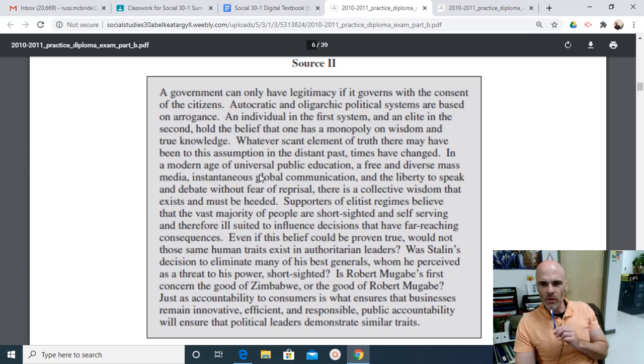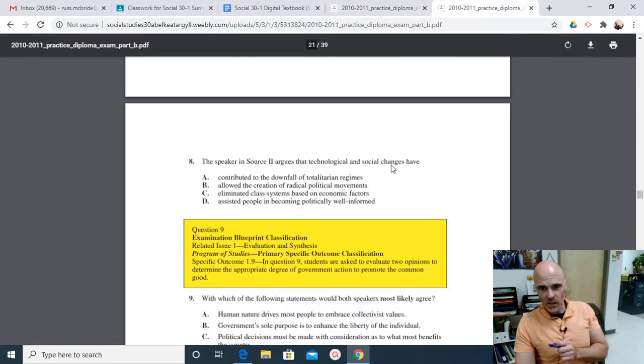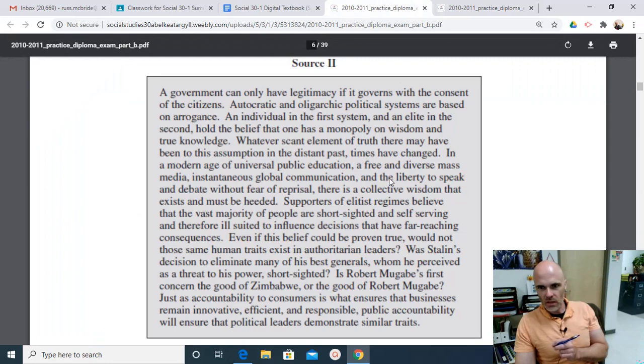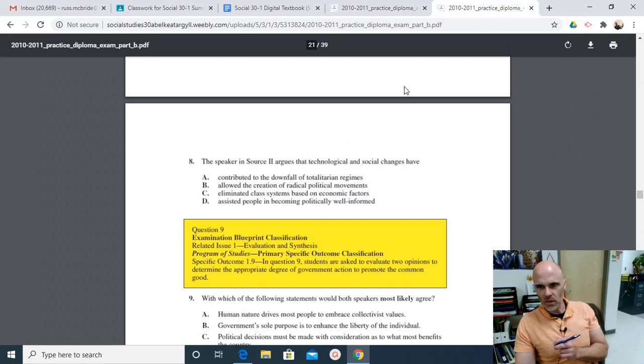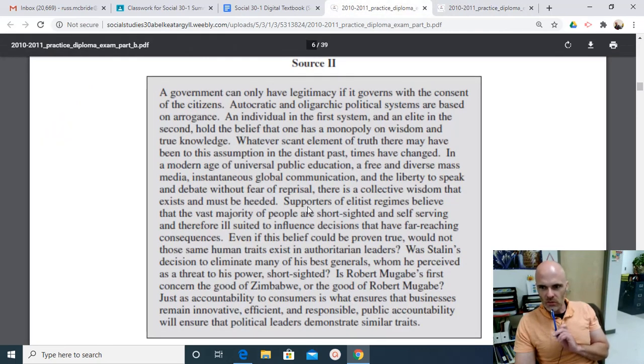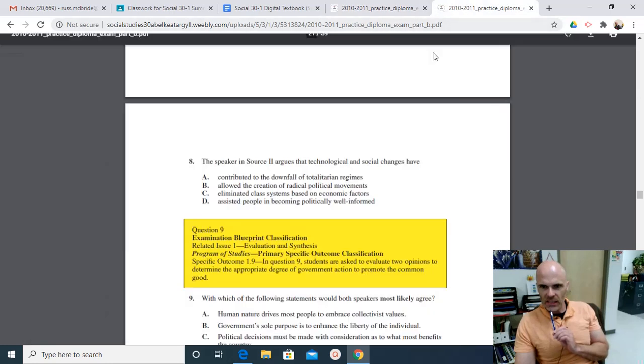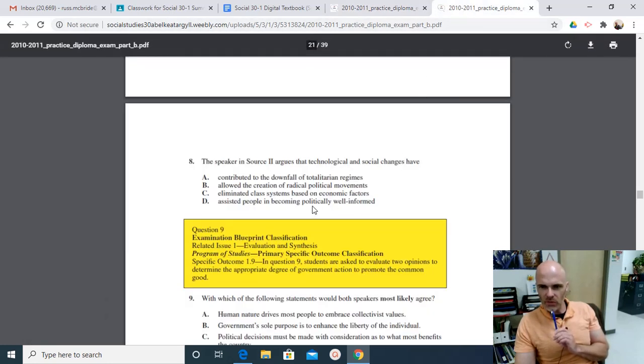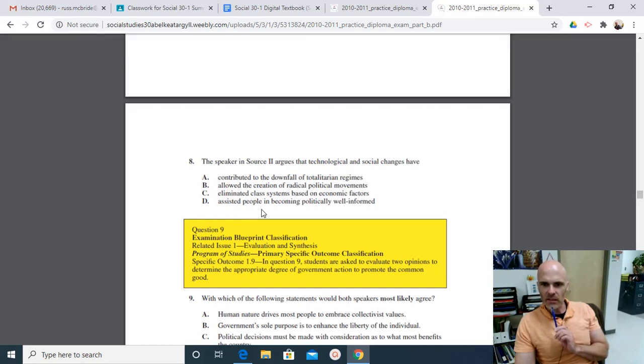In a modern age of universal public education, a free and diverse mass media, instantaneous global communication, and the liberty to speak and debate without fear of reprisal, social changes. Okay? There's a collective wisdom that exists and must be heeded. So because of social changes, because of technology, individuals now have a collective wisdom. Because of that, we're more informed.